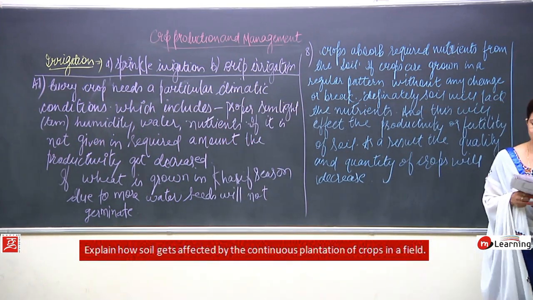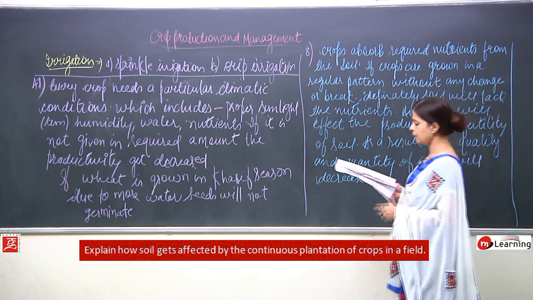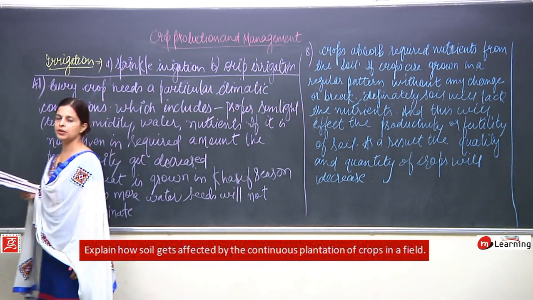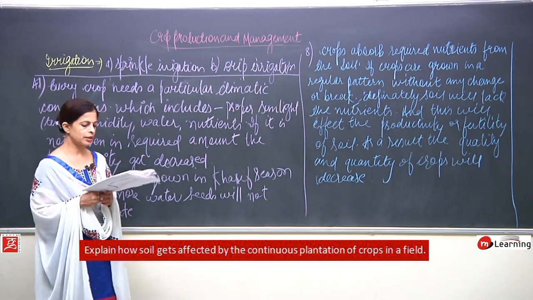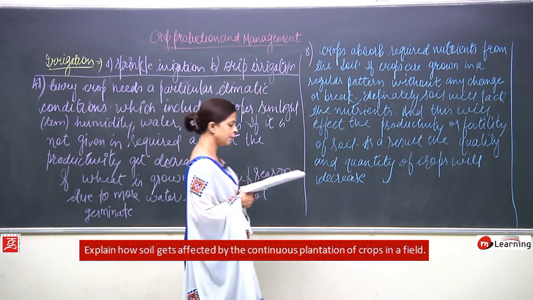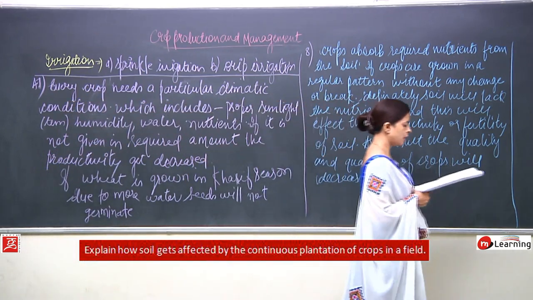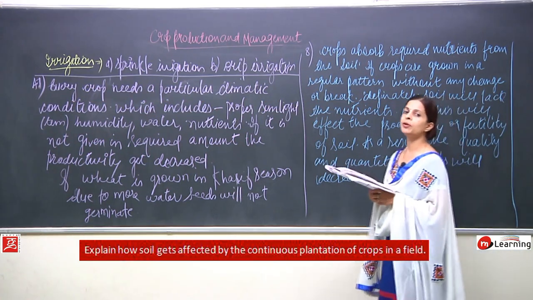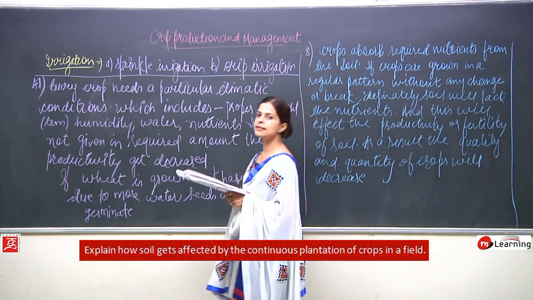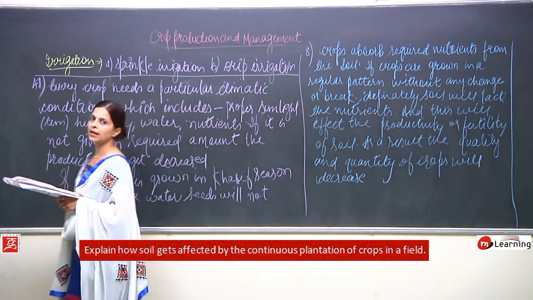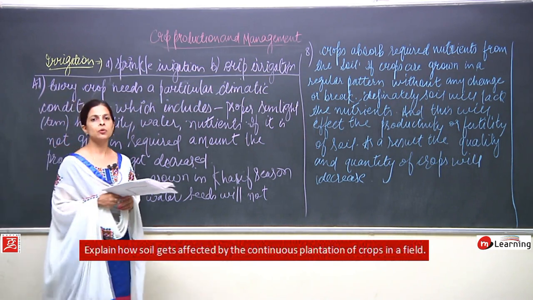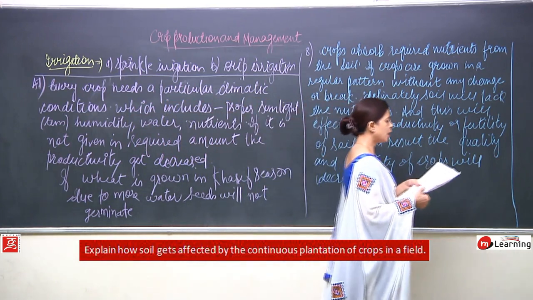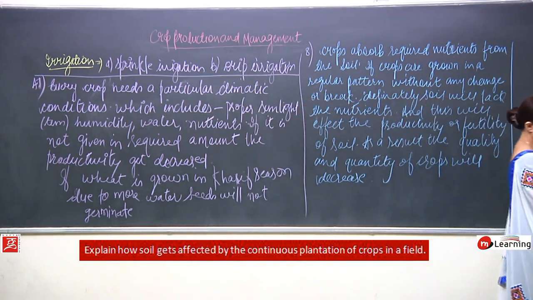Okay, now arrange the following boxes in proper order to make a flow chart of sugarcane crop production. I'll repeat the question. Arrange the following boxes in proper order to make a flow chart of sugarcane crop production. I'm not going to discuss this also. You will be doing it yourself, because we have discussed this in the agriculture practices keyword. So you should know now how it has to be done.